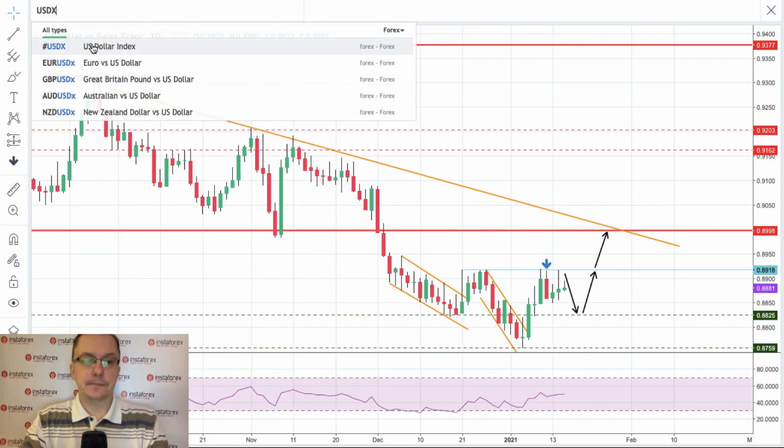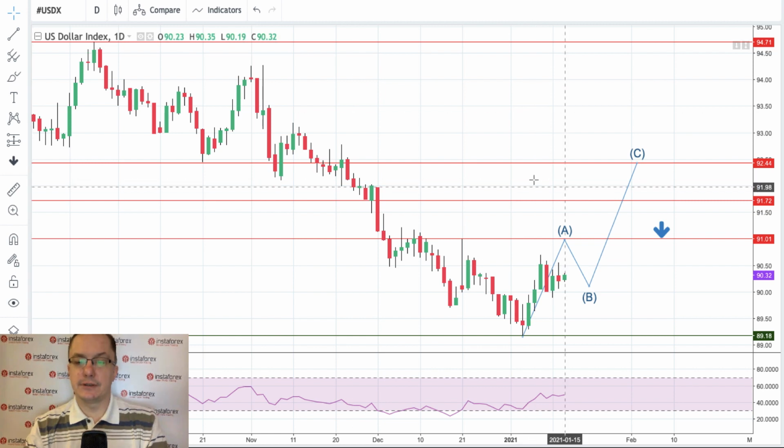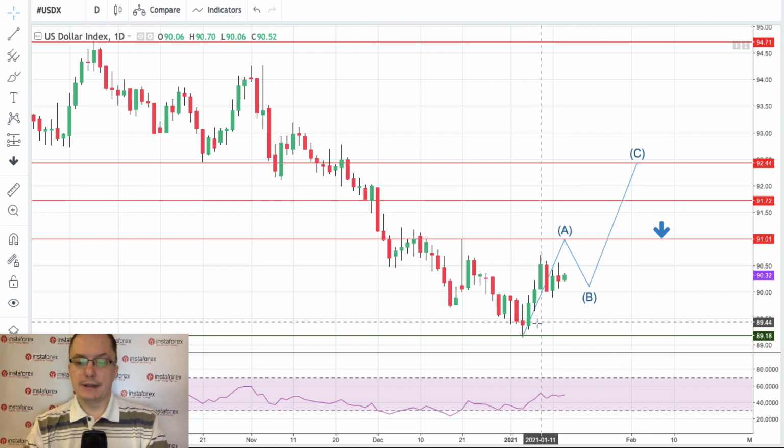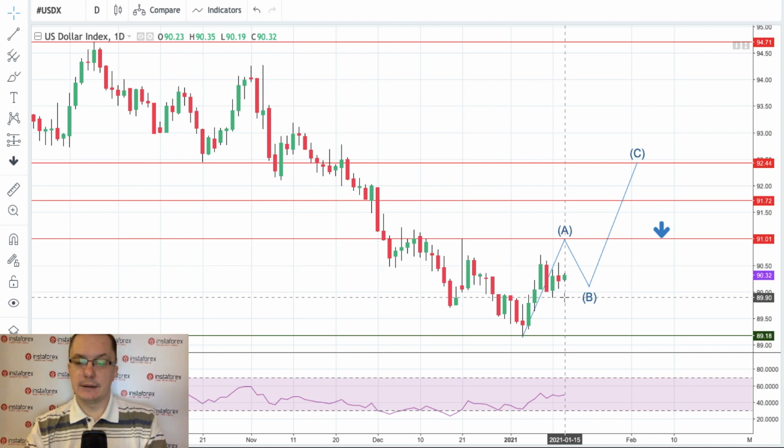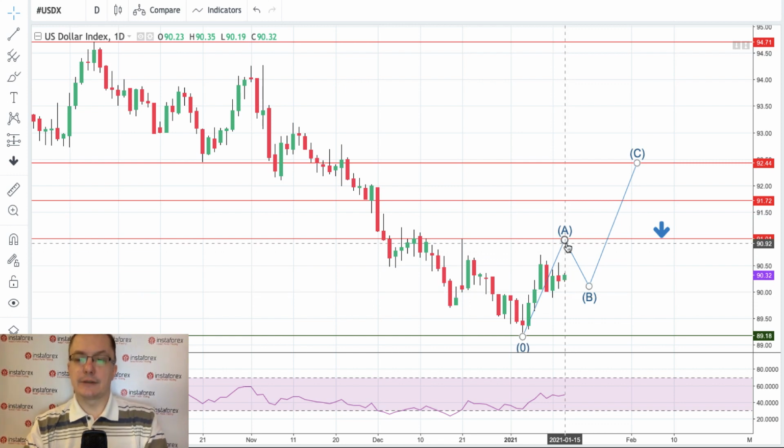USDX, again US dollar index. What is going on here? Well, not much. We are still doing the wave A of the corrective advance, but the key level of 91.01 has not been violated. So we're just ranging at the end of the week, between the levels of 90.55 and 89.90. We are waiting again for the trigger to start another wave to the upside.